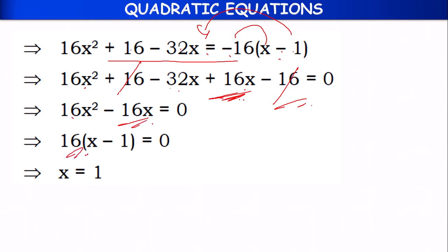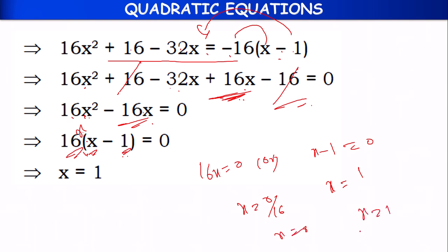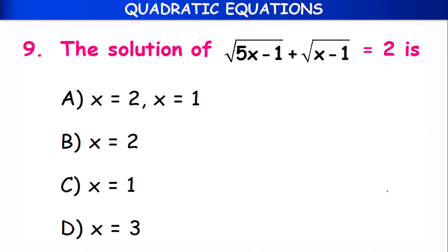16x is common. Here x will remain, here 1 will remain. Means 16x equal to 0 or x minus 1 equal to 0, so x equal to 0 by 16 or x equal to 1. Means x equal to 0 or x equal to 1. These are the answers. So we have 1 as the answer, so we can take 1.